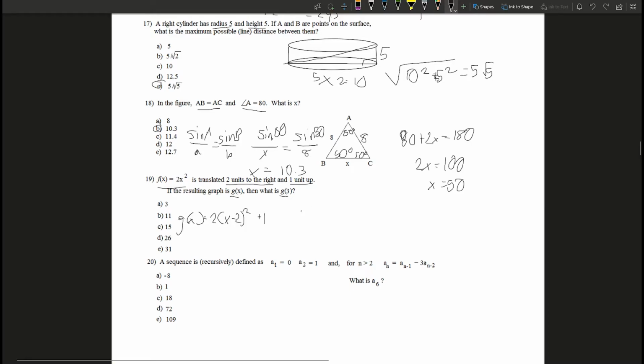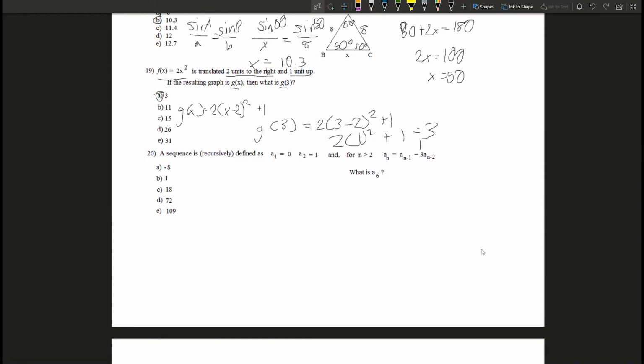Then what is g of 3? Okay, so g of 3, we're just going to plug in 3 into this formula. G of 3 equals 2 multiplied by 3 minus 2 squared plus 1. So 2 times 1 squared, which is just 2, plus 1. That's going to give us our answer of 3, which is letter A.